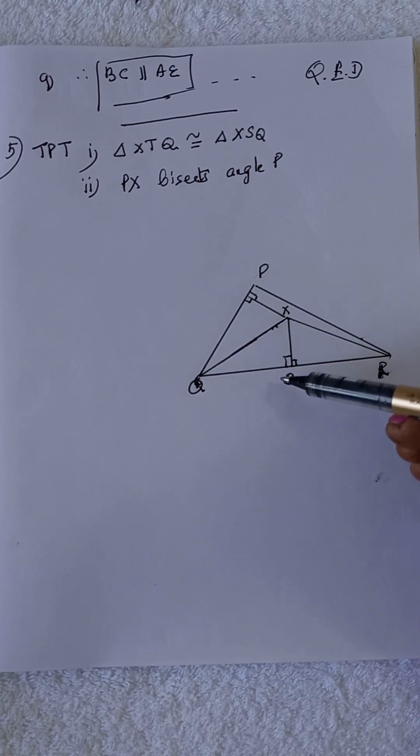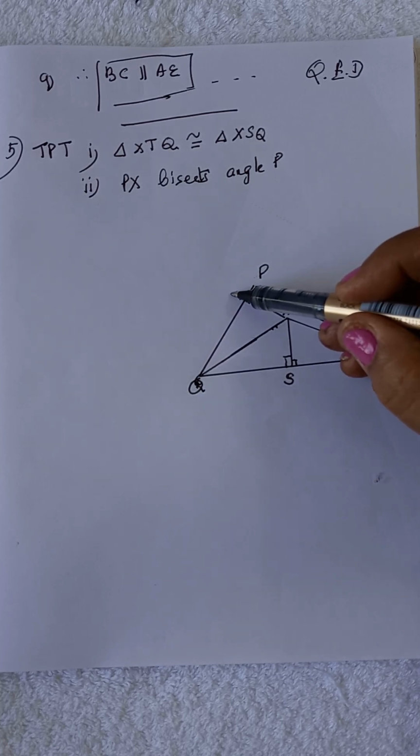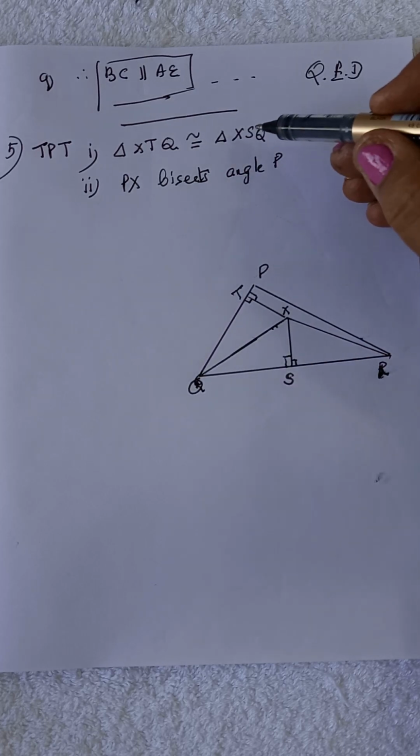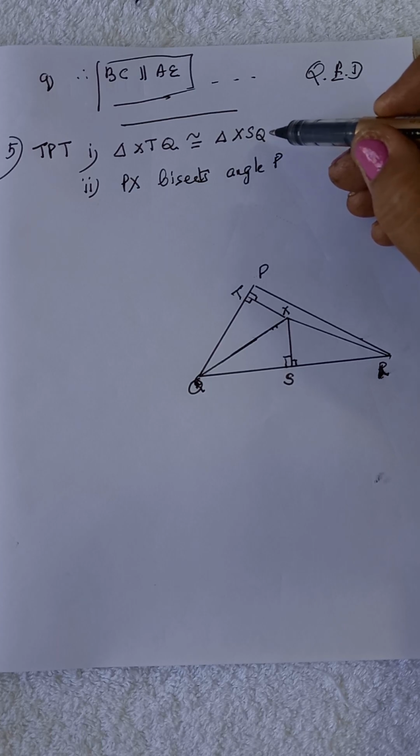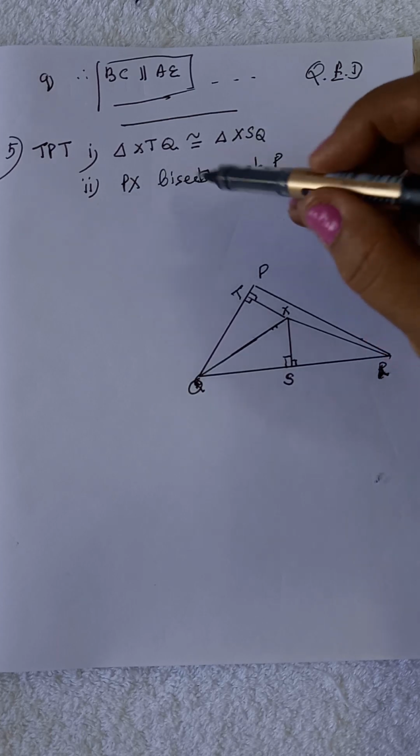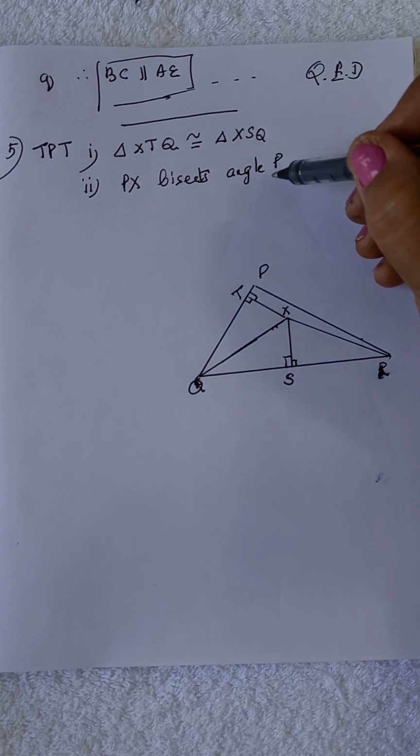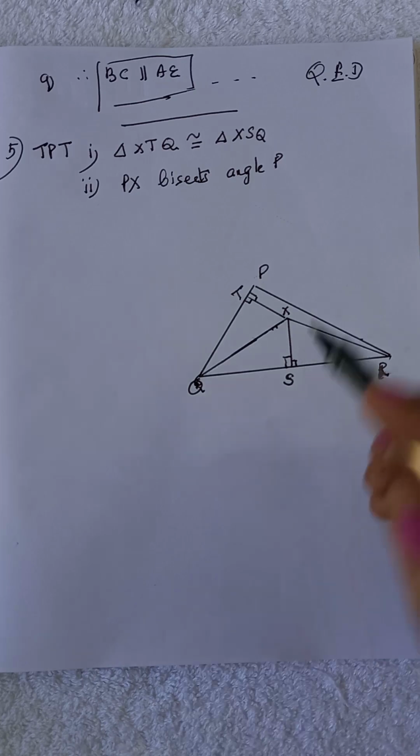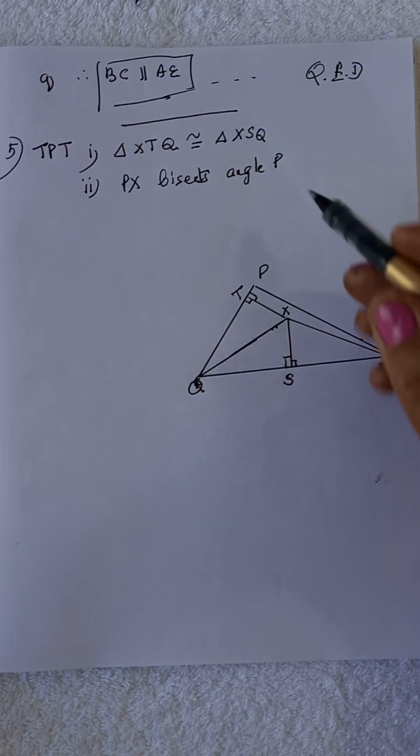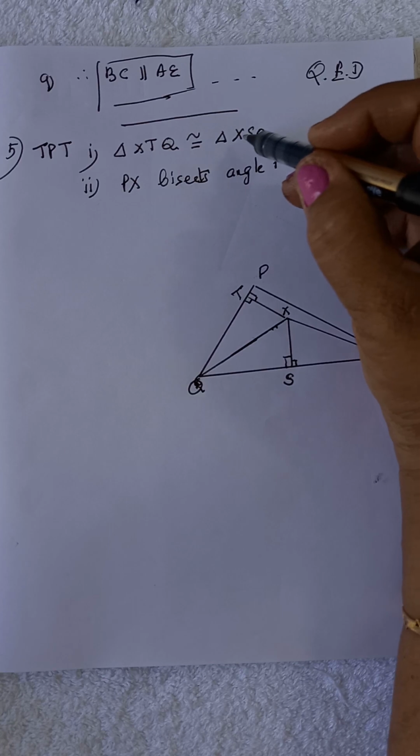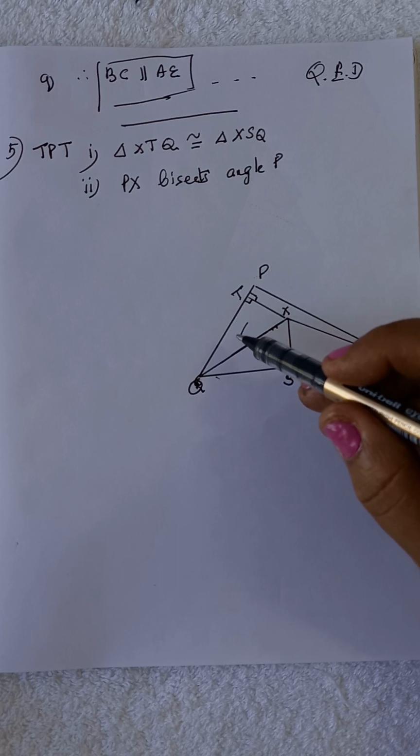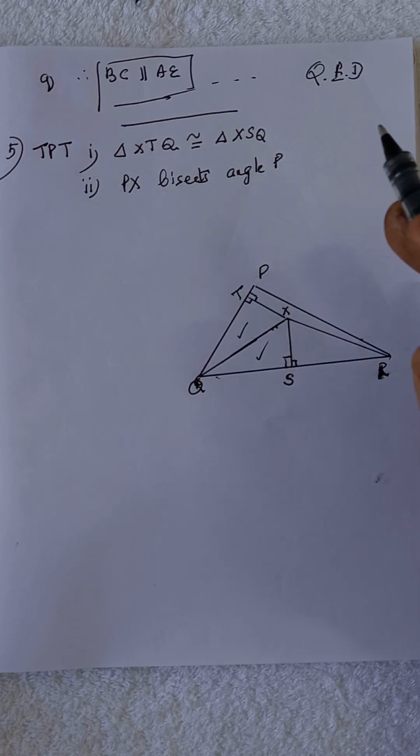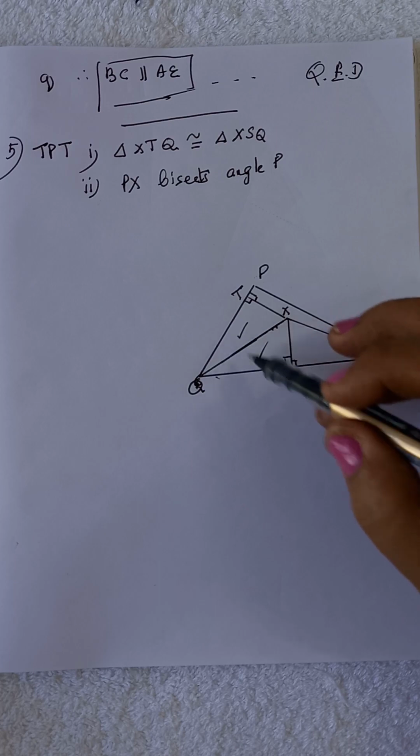If XS is perpendicular to QR and XT is perpendicular to PQ, prove that triangle XTQ is congruent to triangle XSQ. Second one, PX bisects angle P. Here, let us consider two triangles XTQ and XSQ. We have to prove that any three parts are equal, then we can prove that these two triangles are congruent to each other.